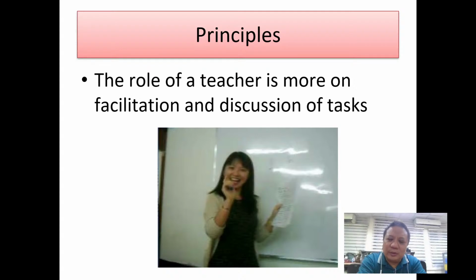Also, in CLT, the role of a teacher is more of facilitator in discussion of tasks. You see, class, in behaviorism, the teacher is more of a model. The teacher would say something, and you would try to imitate it. That's in behaviorism. But in CLT, where the emphasis is on tasks, the role of a teacher is more of facilitating and discussing tasks.